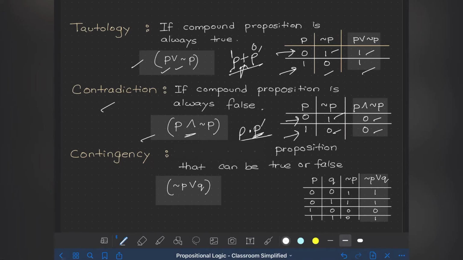Therefore it will result in what? Conjunction will result in 0, because a 1 and a 0 present will bring 0 in this conjunction part. Both need to be true, then only you will get true in this conjunction part. Okay, so contradiction is a compound proposition which results in always false, and tautology is a compound proposition which brings up an always true result.